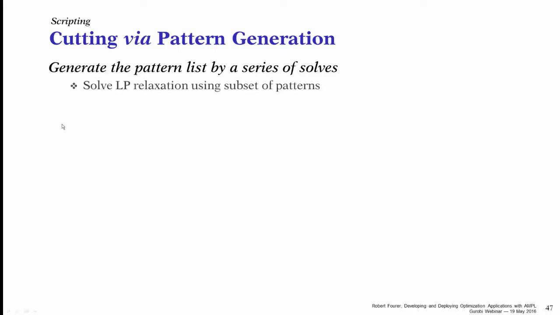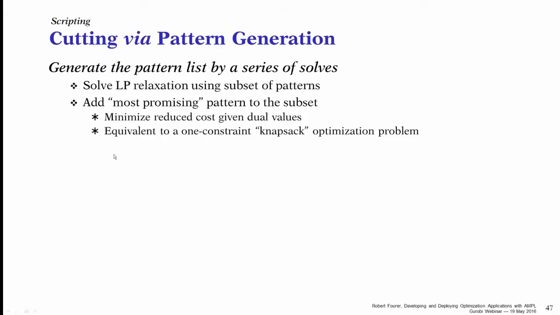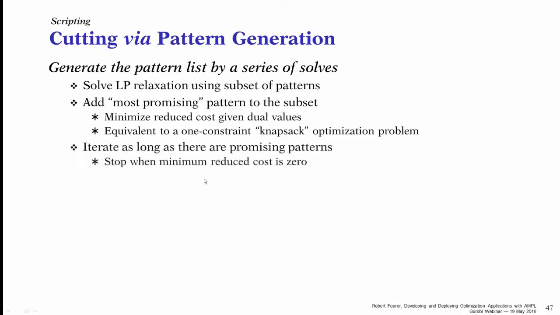Now, a third one that I won't go through in such detail because I have a limited amount of time is that you might want to generate the pattern list as you go along. If there are really a lot of patterns, you might just want to solve with a subset of patterns and then add the most promising pattern to the subset by solving another subproblem. There's a whole mathematics of this that I won't go into now. But essentially, you're solving just a one constraint problem called a knapsack problem to find another pattern that could be added. You keep doing this as long as there are promising patterns. When you're done, this only gets you a fractional solution, so at the end, you force everything to integer and you get a solution using all the patterns that you've generated.